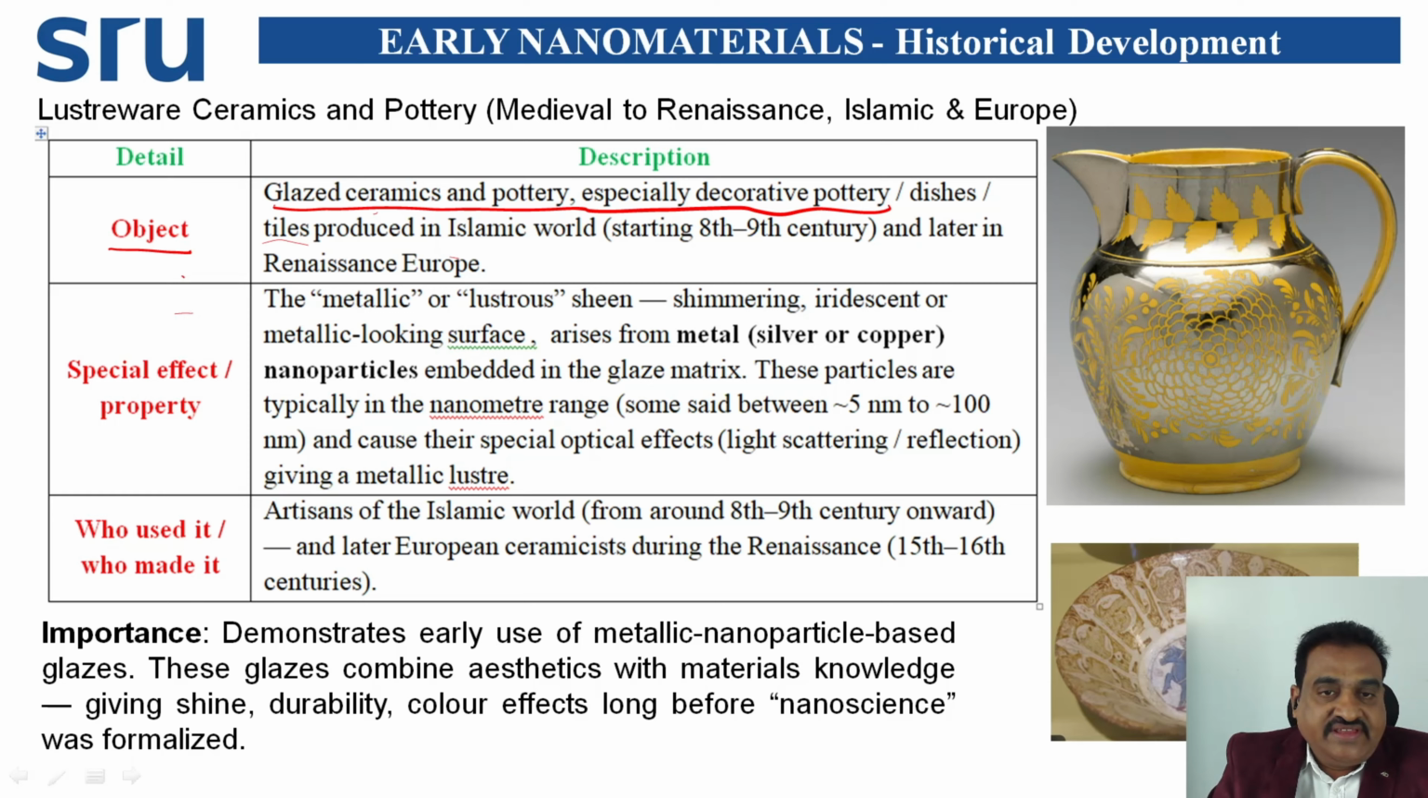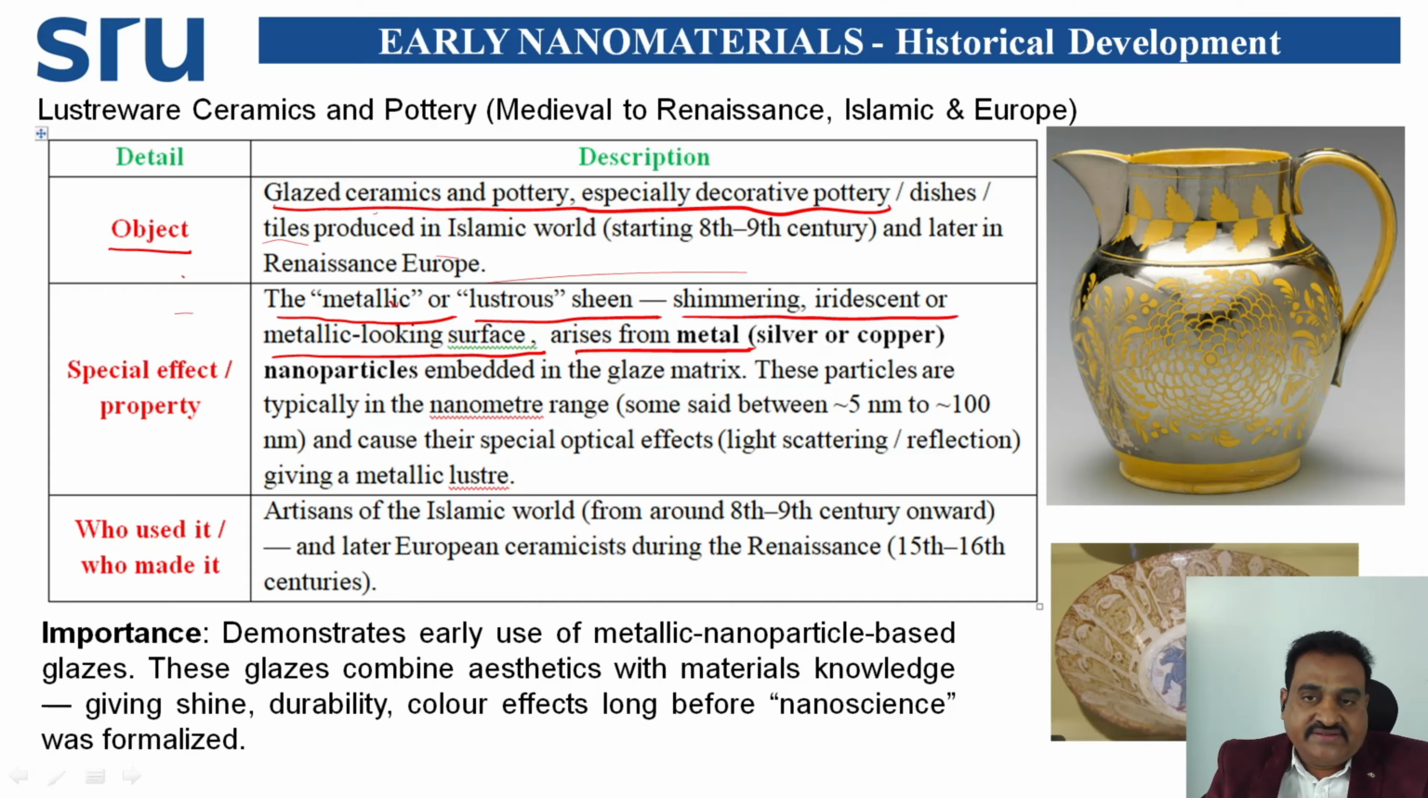What are the properties? You see here the metallic or lustrous sheen, shimmering. This metallic-looking surface arises from metal, silver or copper nanoparticles embedded in the glaze matrix. These particles are typically in the nanometer range, some say between 5 nanometers and 100 nanometers, and cause special optical effects, that is light scattering and reflection, giving a metallic luster.